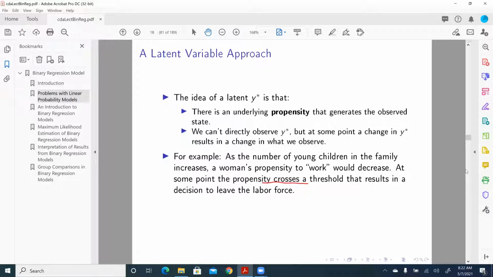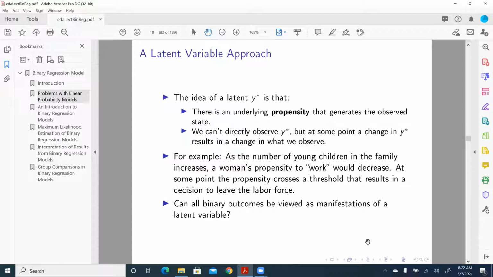Well, a lot of times predictors, right? So here, the example would be the number of young children. Other possibilities would be, for example, the husband has a medium to low level of income, but does not participate in the labor force.